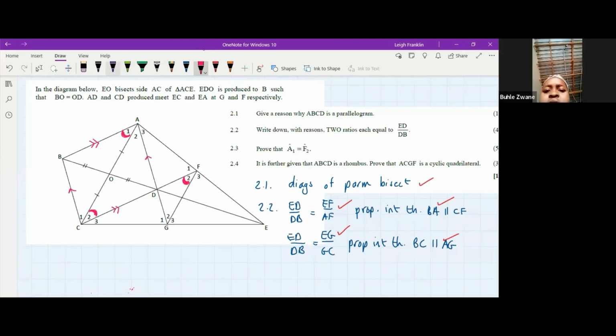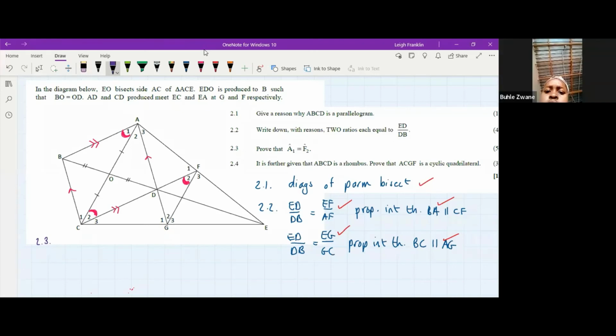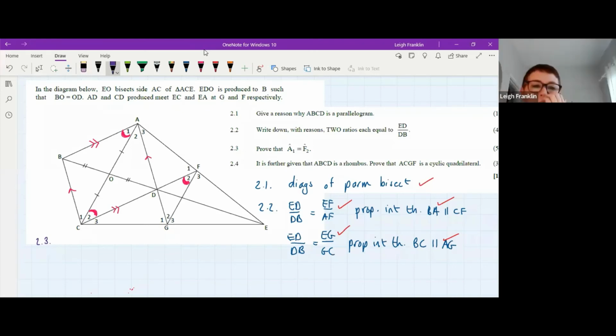Ma'am, isn't it that ACGF is a parallelogram? Firstly, because AG FC. So ABCD is a parallelogram, absolutely 100% right. But that doesn't prove that AC is parallel to FG. Right. Okay. And this is the thing with geometry.